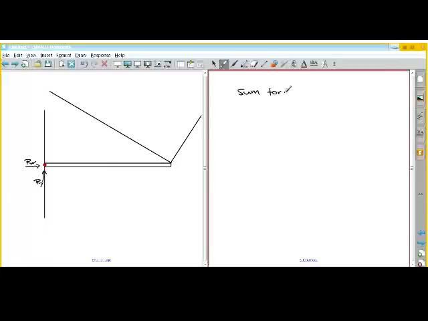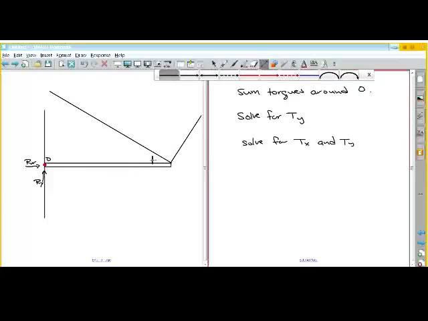You would sum torques around, we'll call this point 0, around 0. From that, you can solve for the y component of the tension in this cable. Okay, so once you do that, then you can solve for t sub x and t sub y, because you're going to know the geometry.